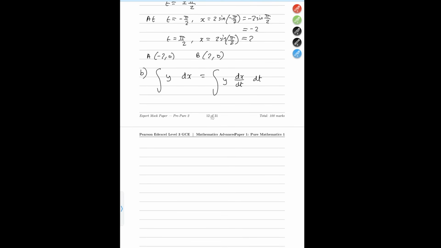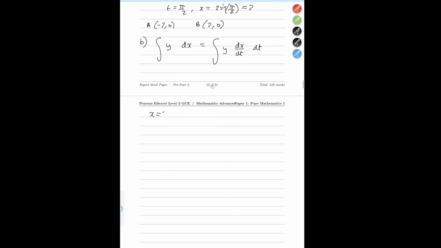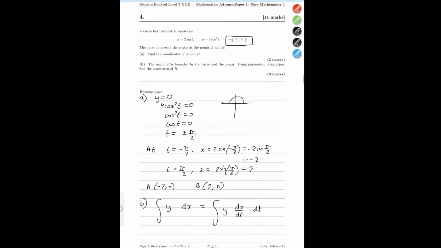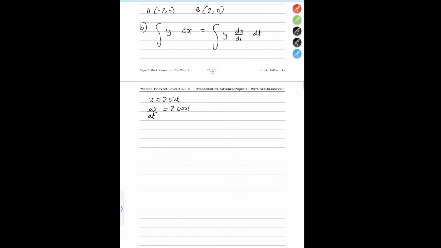Okay, so let's start with this. x is 2 sine t, so the derivative of this, quite simple, will be 2 cosine t. Let's work out the bounds. We know that it is bounded by the curve and the x-axis, so that will be between minus pi over 2 and pi over 2. We're doing our integration because 4 cos squared t is going to be above the x-axis for those.